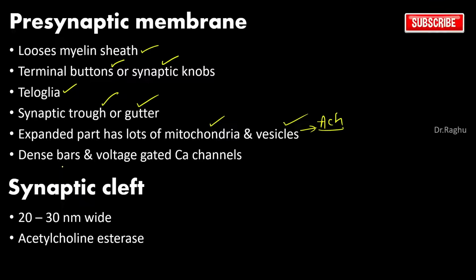On the inner side of the membrane, we also see the presence of dense bars, and on either side of the dense bars, we see voltage gated calcium channels. Then we have also seen the structure of the synaptic cleft. What is the synaptic cleft? It's the gap which is present between the presynaptic membrane and the postsynaptic membrane. It is 20 to 30 nanometers wide, and it contains an important enzyme which is called acetylcholine esterase.